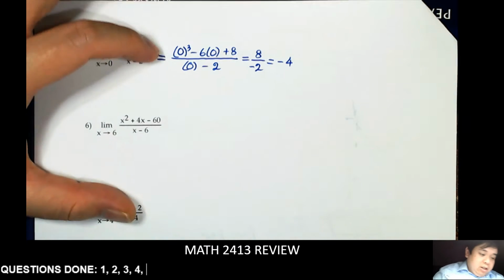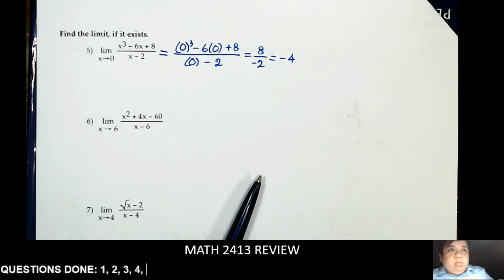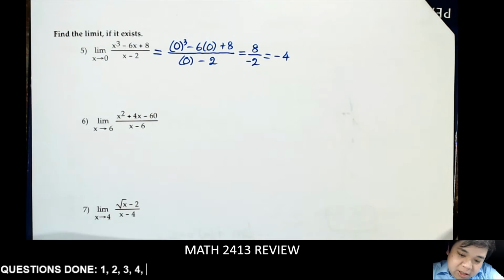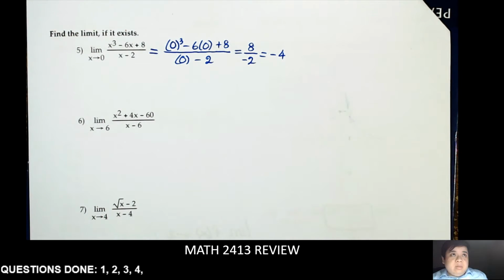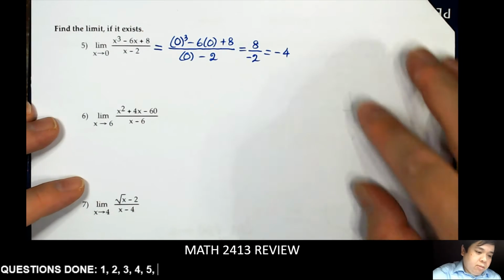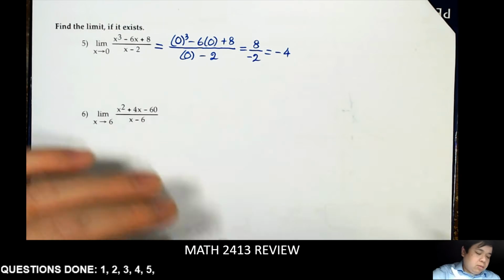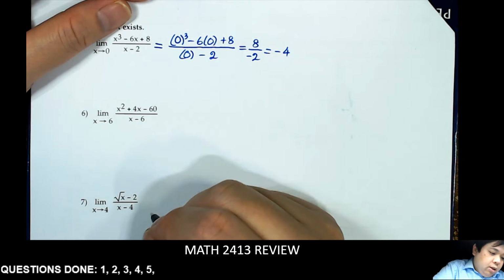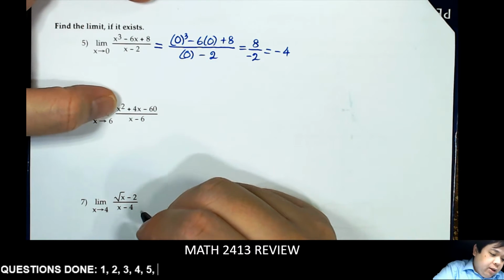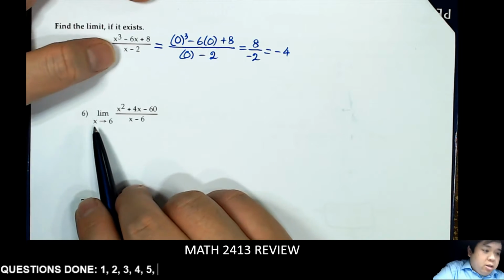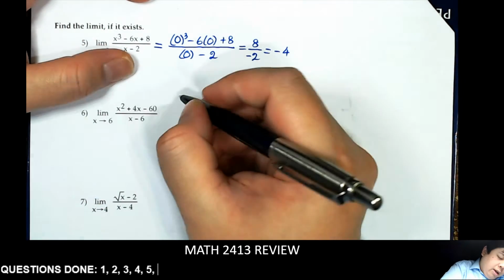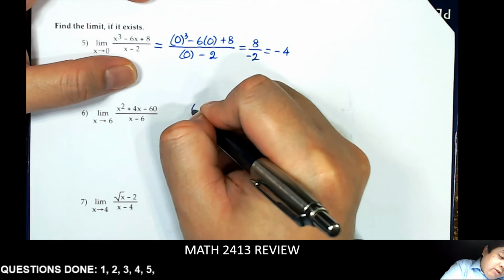We do the same thing for 6, but let's just write a timestamp. And that was number 5. Right. 6. First we put 6 in for x.